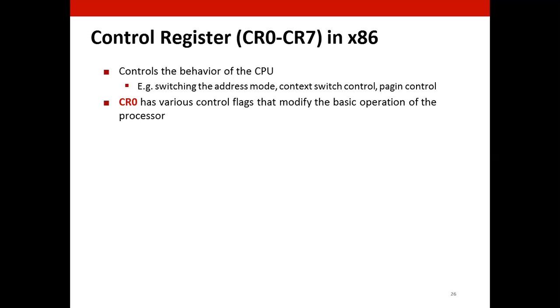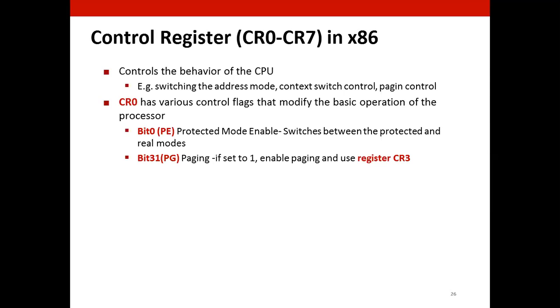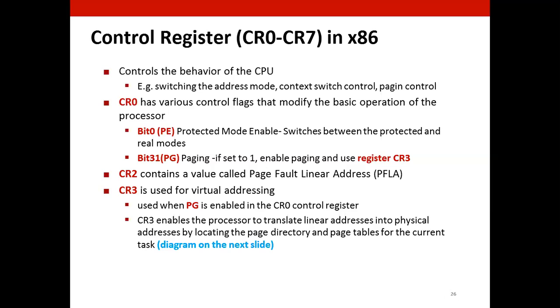The control register CR0 has various control flags that modify the basic operation of the processor. Important for our discussion here are bit 0 that switches between protected and real modes, and the paging bit 31 that enables paging. CR2 contains a value called the page fault linear address. That is the attempted access to a page before a page fault occurred, and it is stored in CR2. CR3 is used for virtual addresses if the paging bit of CR0 is enabled, as mentioned before.